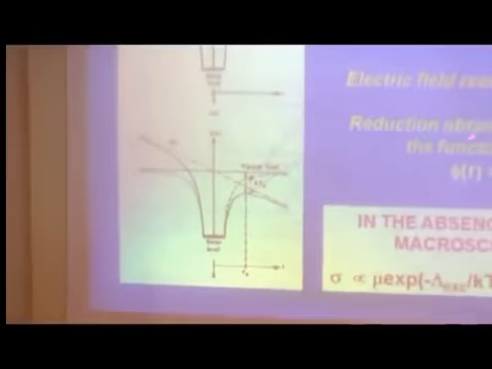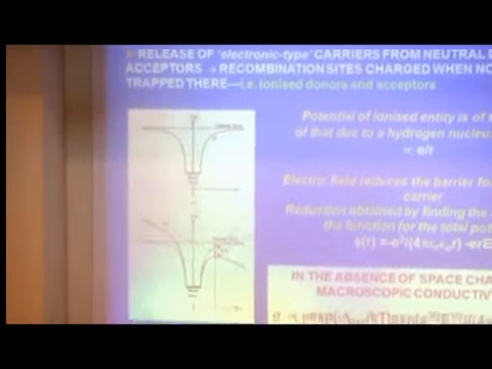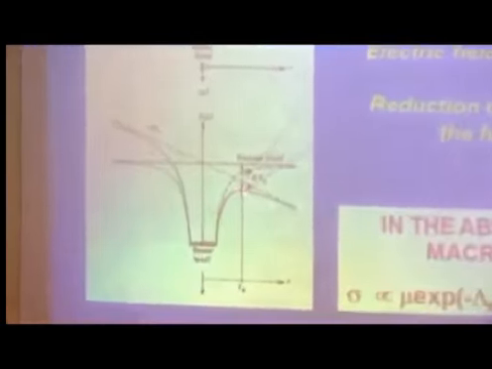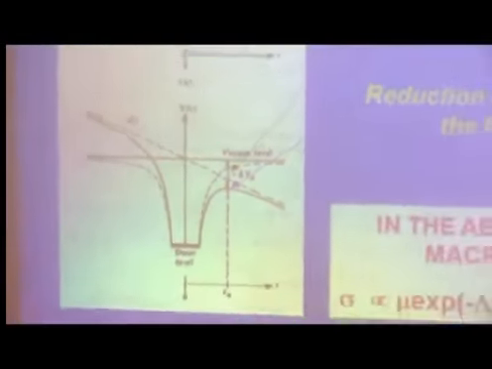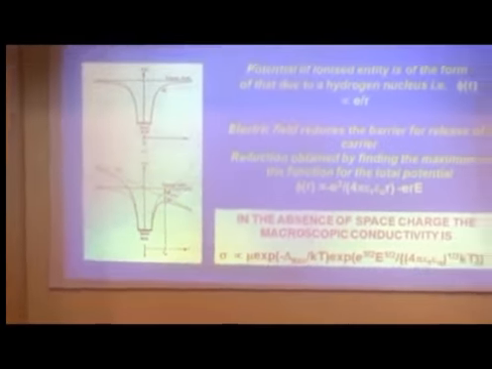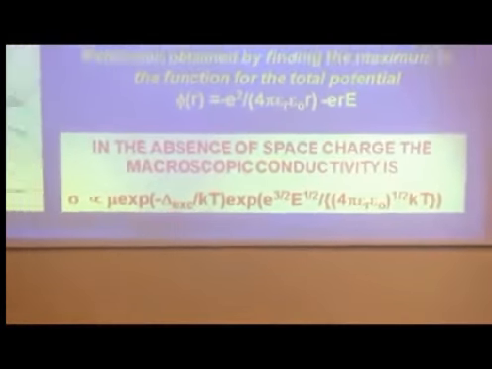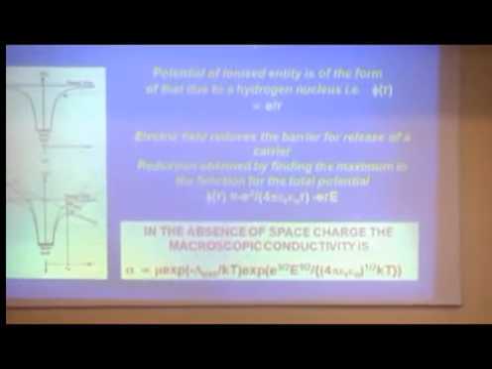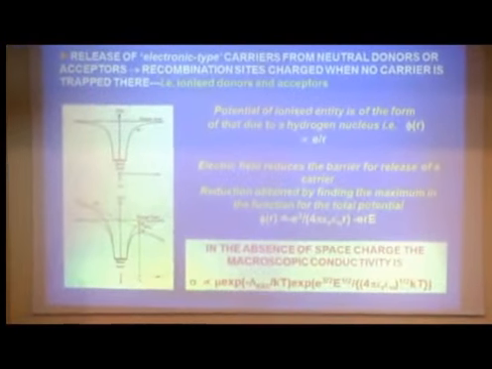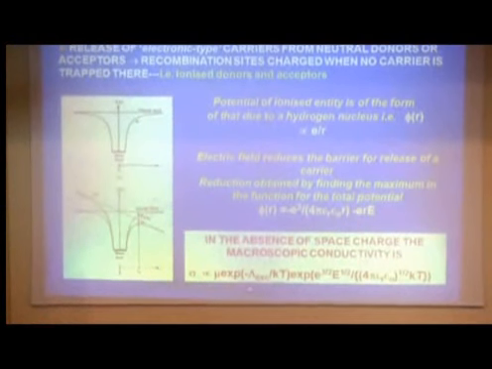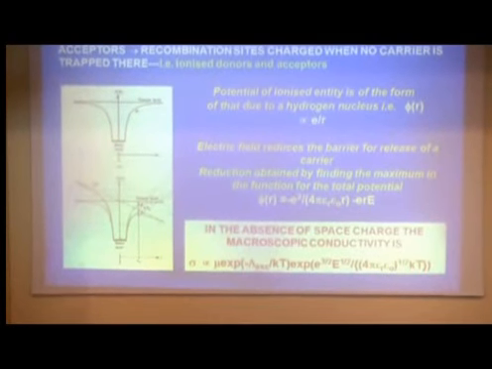We can work it out. Here's the total potential. We work out the position of the maximum in the potential, and from that we can find the reduction in the barrier. It takes this form. It's very similar to the Schottky injection. This is the excitation energy we would have to give it in the absence of a field. Mu is the mobility of the carrier once it's free. So it may have an activation energy, but that is probably going to be small.